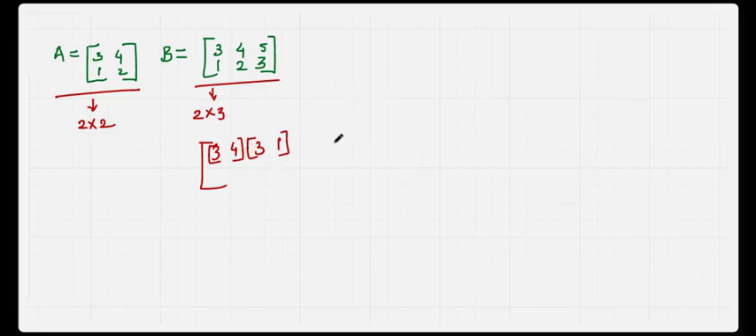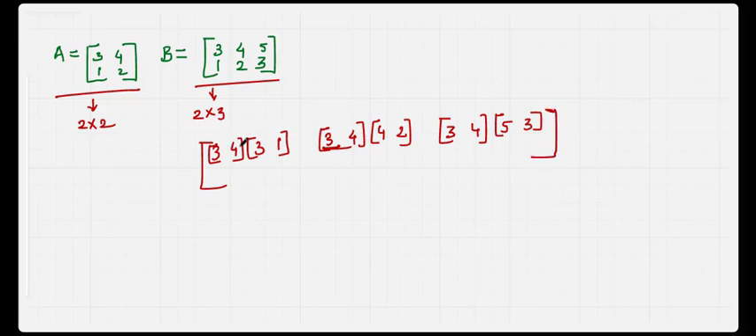Then my second entry: take again the first row with the second column. We are solving for first row and second column. So for the first row, it is 3 and 4. Take the dot product with 4 and 2. Then we are solving for first row and third column. So take this first row, 3 and 4, and the third column, 5 and 3. So these will be my first 3 elements for the first row and all the columns.